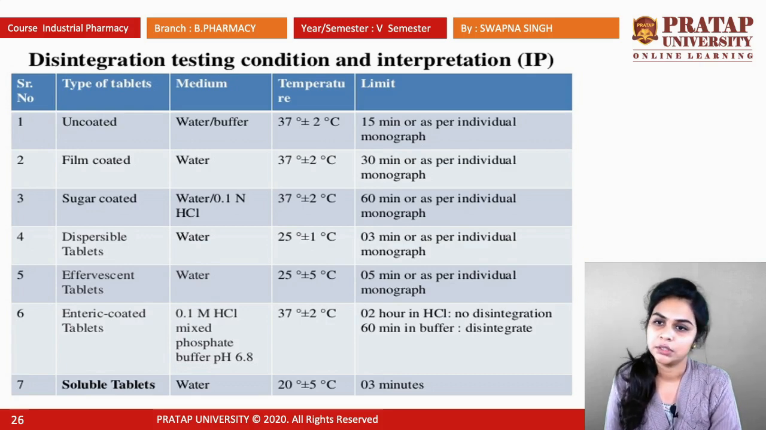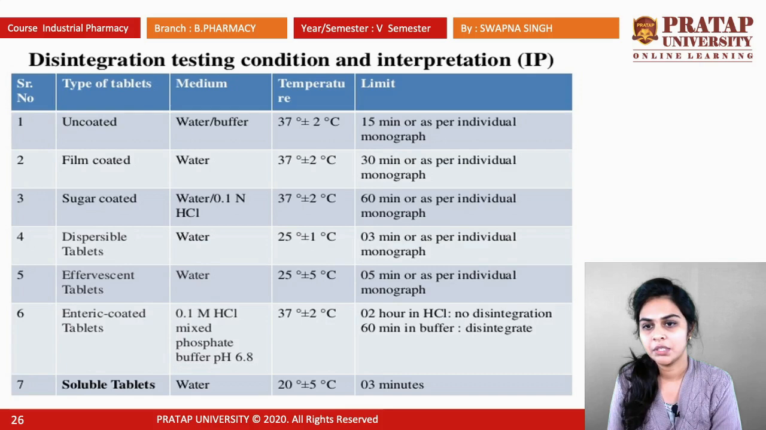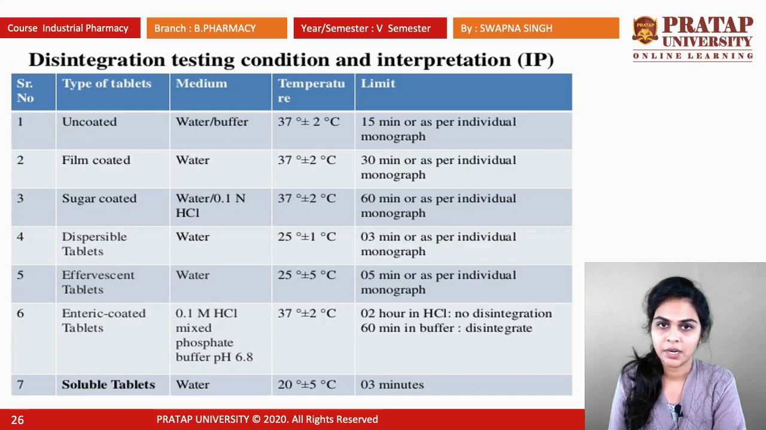Limit 30 minutes. For sugar coated tablets, water or hydrochloric acid is used as medium. Temperature is 37 degrees plus or minus 2 degrees Celsius. Limit 60 minutes. For dispersible tablets, water is used as medium, the temperature is 25 degrees plus or minus 1 degree, and the limit is 3 minutes. Next are effervescent tablets. For effervescent tablets we use water as medium, the temperature must be 25 degrees Celsius plus or minus 5 degrees Celsius, and the limit must be 5 minutes or as per individual monographs.